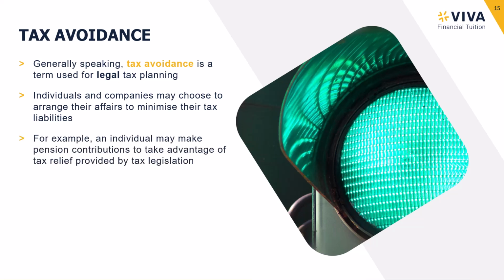A good example, if we consider an individual, is if they make a pension contribution during a particular tax year, they will pay less tax. The reason for that is the legislation says that pension contributions reduce taxable income, and with reduced taxable income, you will pay less income tax. That is choosing to arrange your affairs in a way to minimise your tax liabilities, but it is completely within the legislation and therefore is legal tax planning and would be categorised as tax avoidance rather than tax evasion.